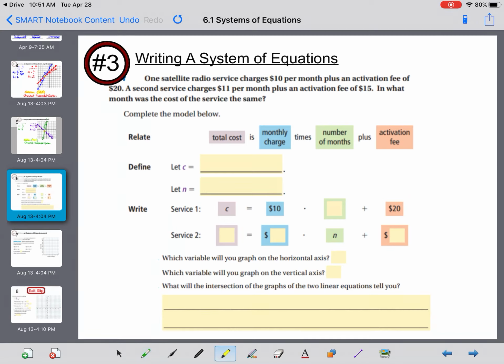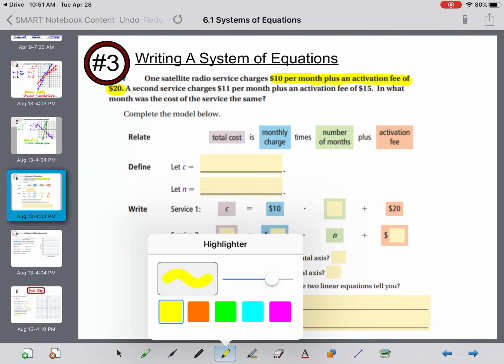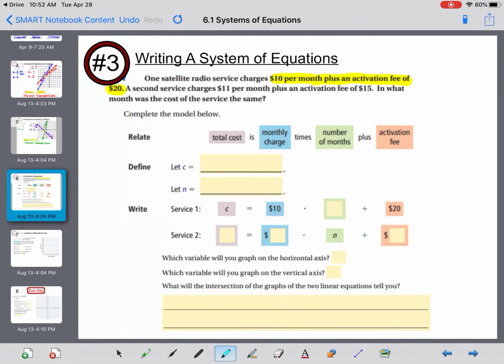Writing a system of equations. One satellite radio service charges $10 per month, plus an activation fee of $20. A second service charges $11 per month plus an activation fee of $15. In what month was the cost of the service the same?